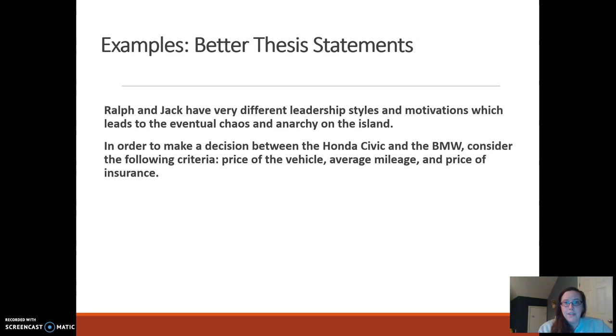Looking at the second one, this looks to be more informative. In order to make a decision between the Honda Civic and the BMW, consider the following criteria, and here the author lists three: price of the vehicle, average mileage, and price of insurance. So they're saying out of all the things we could look at, think of everything I listed before, making a decision probably is going to come down to these three things. And you could think about like an essay comparing and contrasting an Android versus an iPhone or something like that.